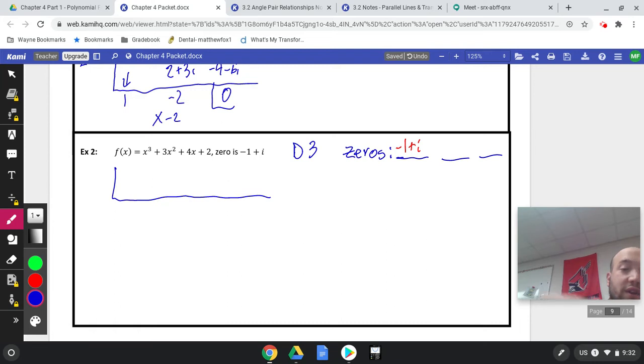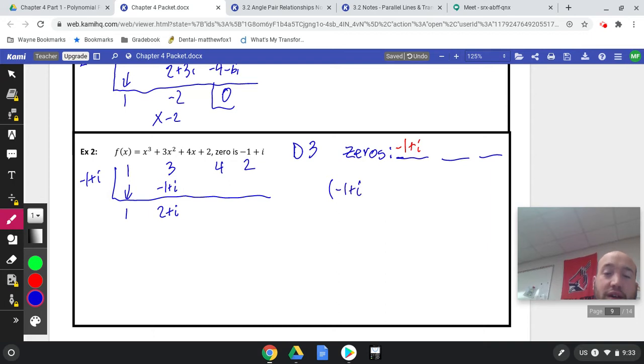Okay, so once again, we have negative 1 plus i out front. We have a 1, a 3, a 4, and a 2. We always start by dropping the 1, or the leading term. We multiply that, we're going to get negative 1 plus i. We add straight down, we're going to get 2 plus i. Now, unfortunately, this time we haven't solved it yet. So we need to set this up.